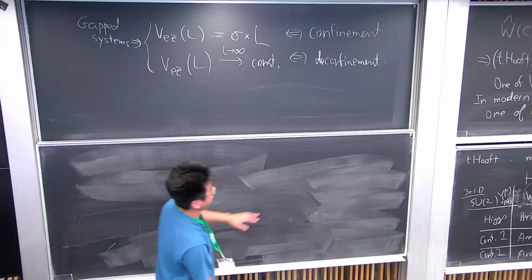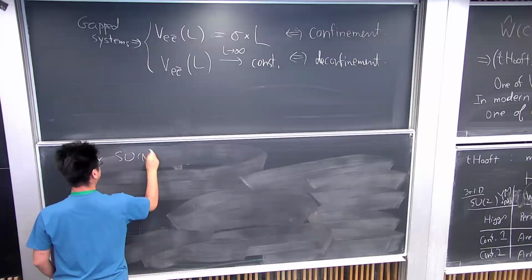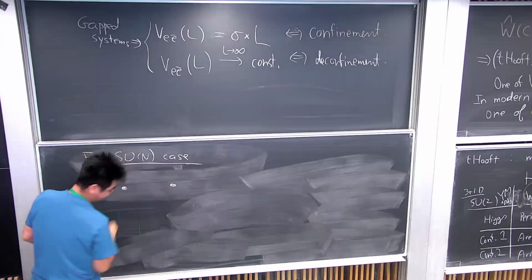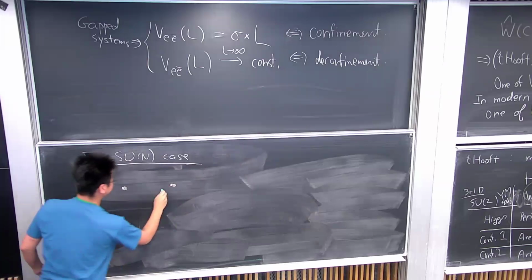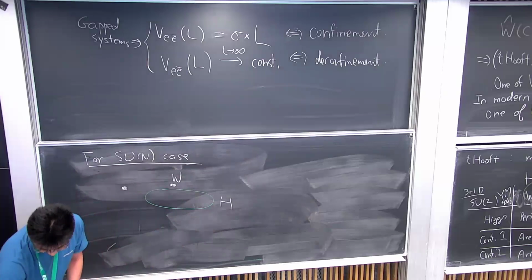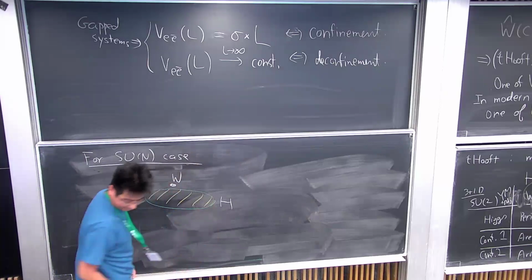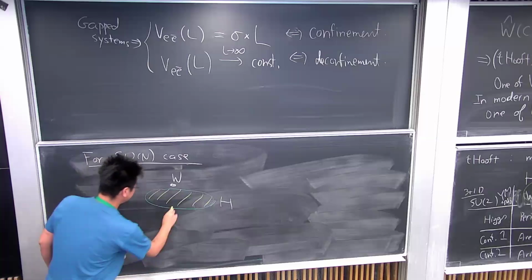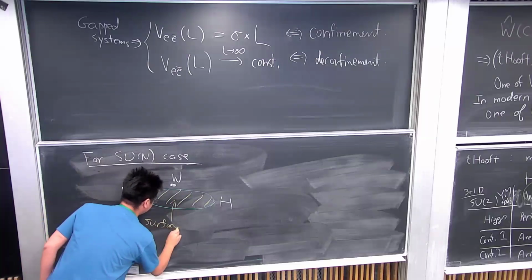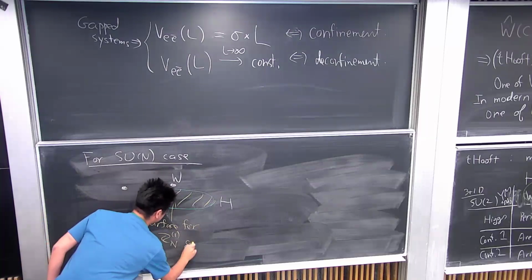So if we try to understand this one, then for the SU(N) case, let's say this is a Wilson loop in some direction, and let's say this is a 't Hooft loop H and this W. And in the SU(N) case, this 't Hooft loop is a boundary of some surface. So this is a surface, and that is the one-form symmetry generator.